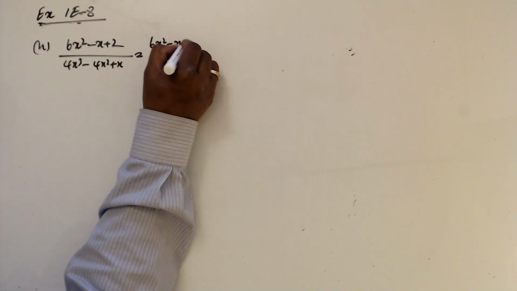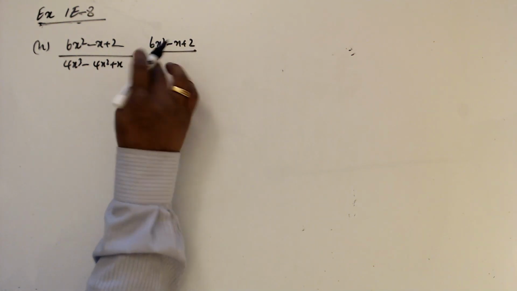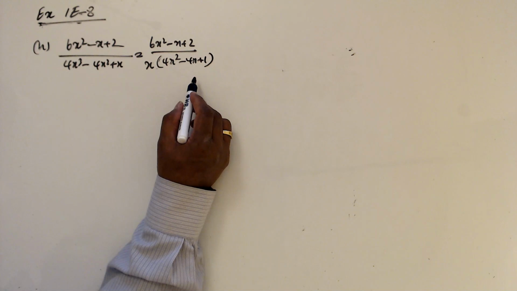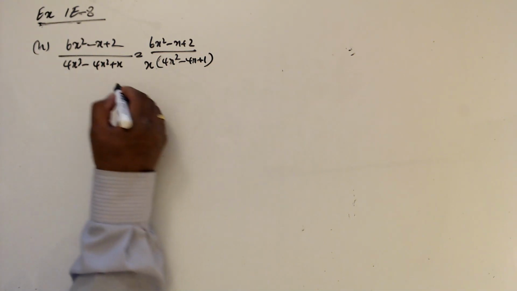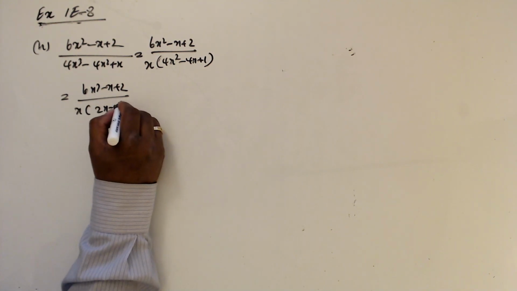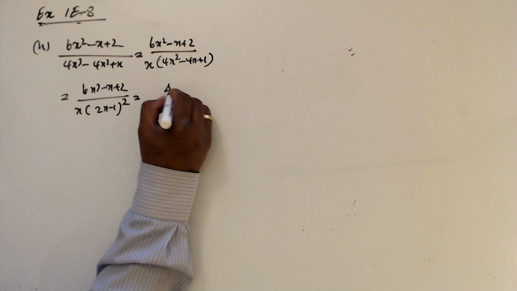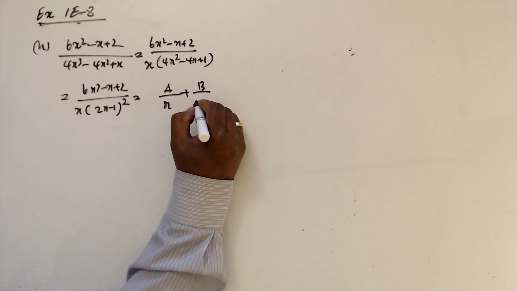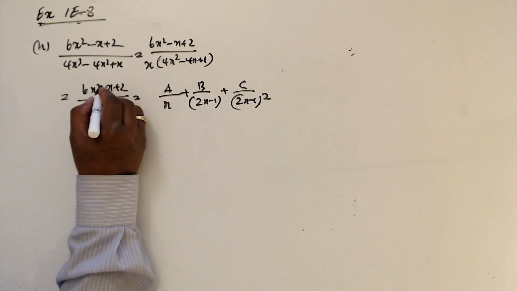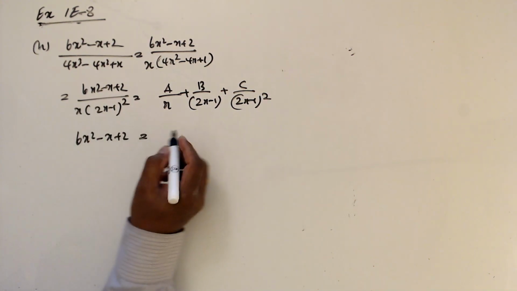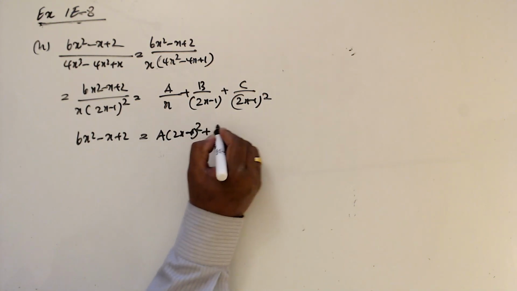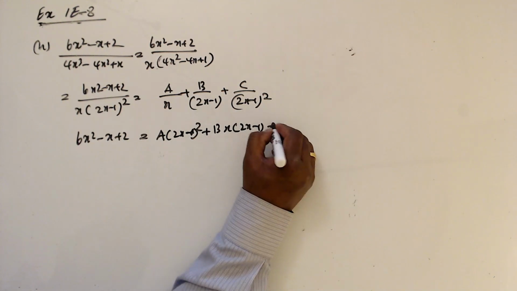This is 6x squared minus x plus 2. We can factorize x, then this is 4x squared minus 4x plus 1. So this is going to be 6x squared minus x plus 2 equals x times (2x minus 1) squared. So this is a over x, b over 2x minus 1, and c over (2x minus 1) squared. So this is going to be 6x squared minus x plus 2 equals a times (2x minus 1) squared plus b times x times (2x minus 1) plus c x.